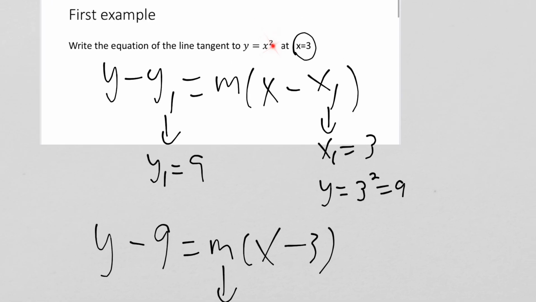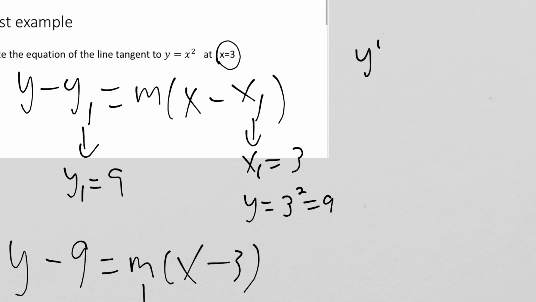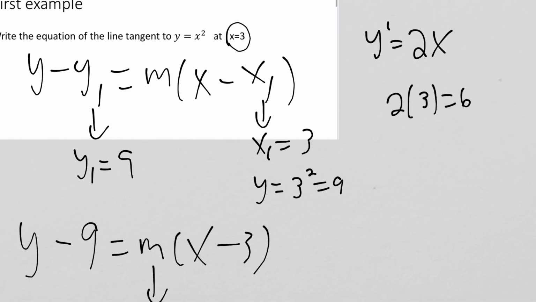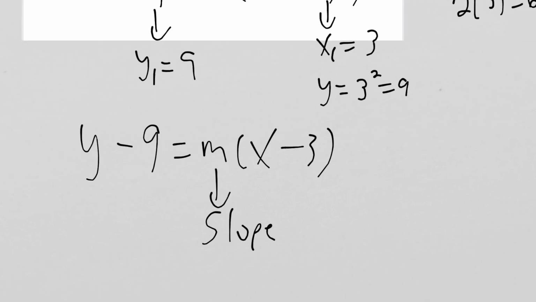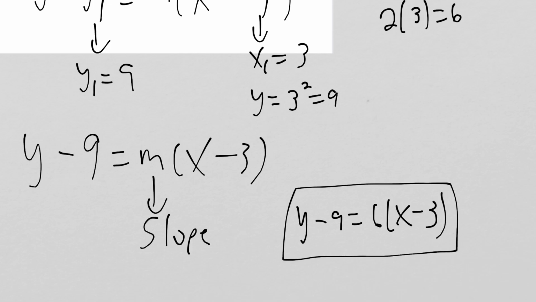Well, I need to know the derivative. I need to know y prime, right? Because y prime will tell me the slope of x squared. y prime is equal to 2x. So if I know that x is 3, then that's going to tell me that my slope at this point is going to be 6. So then my full equation is just going to be y minus 9 equals 6 times x minus 3. And that is the equation of the line tangent to the curve x squared at x equals 3.